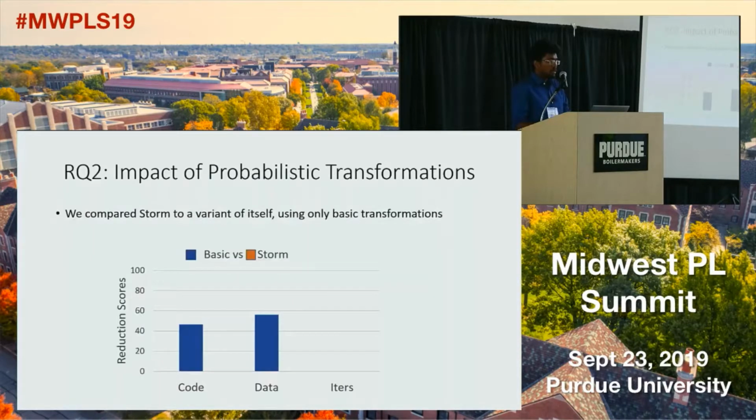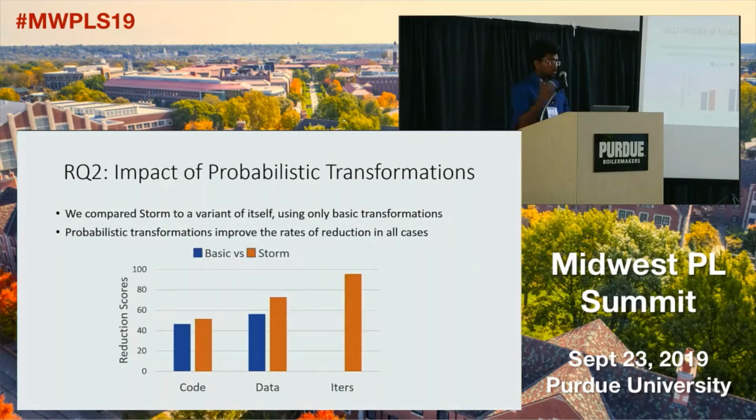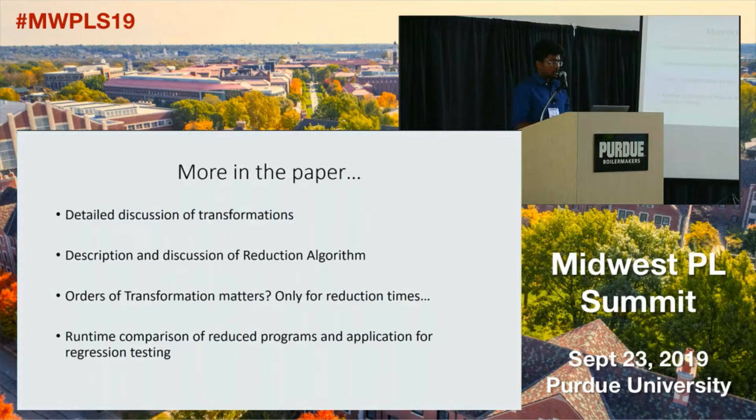So secondly, we try to evaluate whether the probabilistic transformations that we had are any useful. So here are the reduction scores for all the three different categories with the basic transformations. Compared to that, if we add the probabilistic transformations on top of that, we achieve a higher rate of reduction in all three scenarios. The reduction of iterations is unique to Storm. So there are a number of things I did not touch upon, but you can find more about them in the paper.